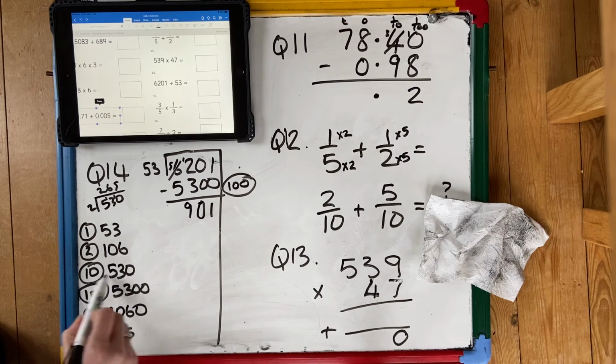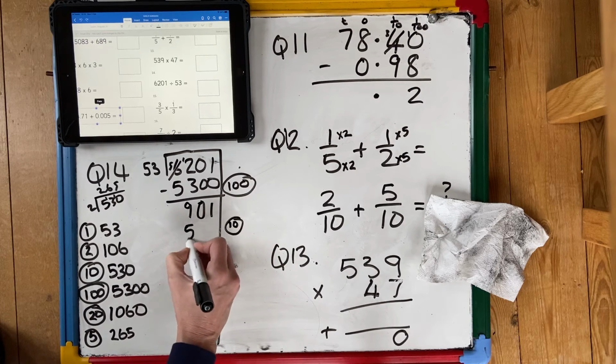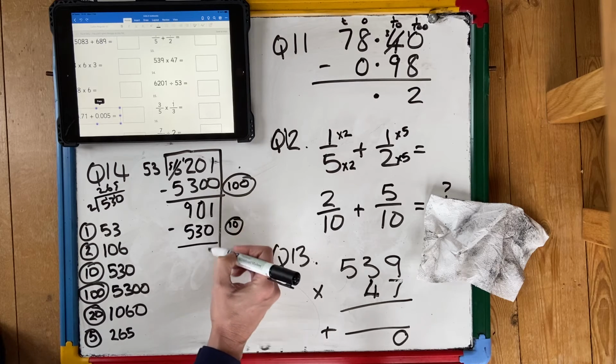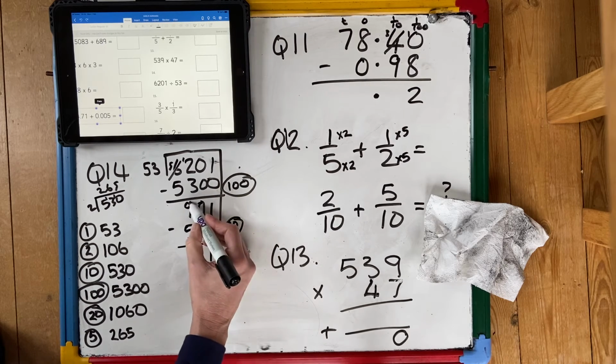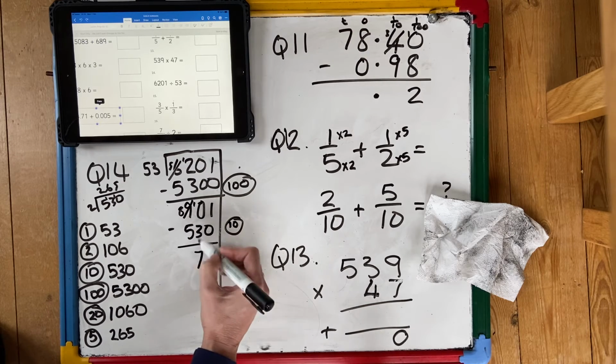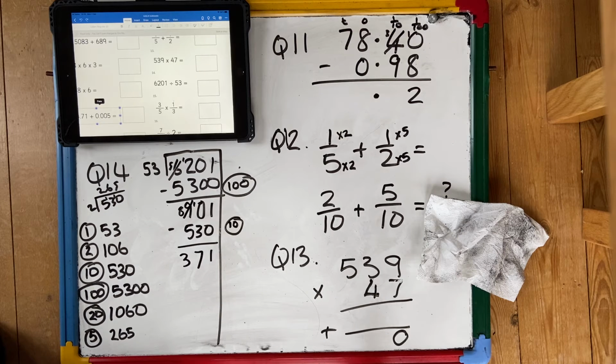Well, look here, 10 53s is 530. Subtract that. 1 subtract 0 is 1. 0 subtract 3 you can't do, so exchange. 10 subtract 3 is 7. 8 subtract 5 is 3. So I've got 371 left.